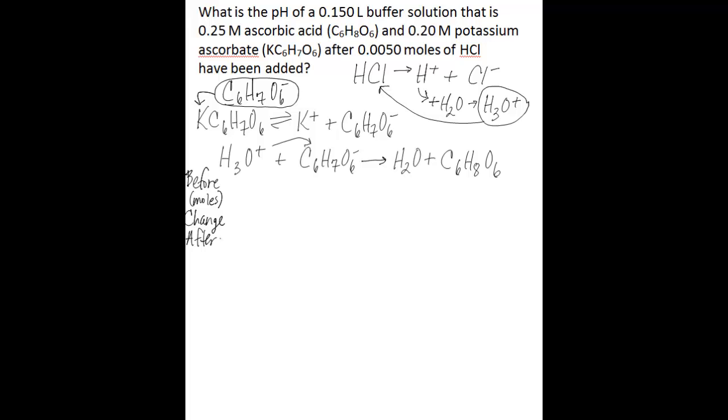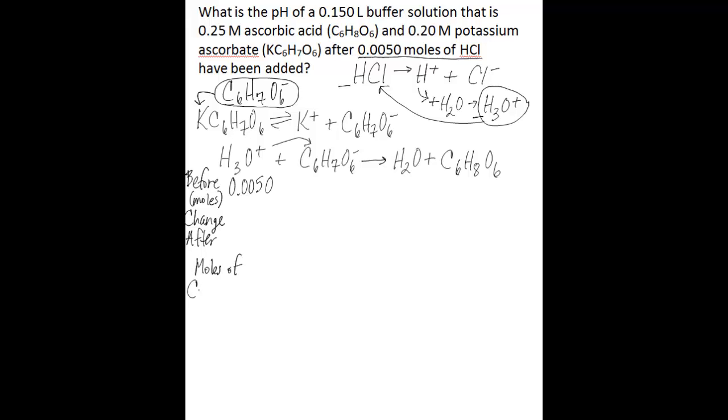For moles of hydronium ion, we're given that 0.0050 moles of hydrochloric acid are added. And because there's a 1-to-1 molar ratio between hydrochloric acid and the hydronium cation, if we have 0.0050 moles of hydrochloric acid, we also have 0.0050 moles of hydronium ion. So we can write 0.0050 for the moles of hydronium ion before the neutralization reaction occurs.